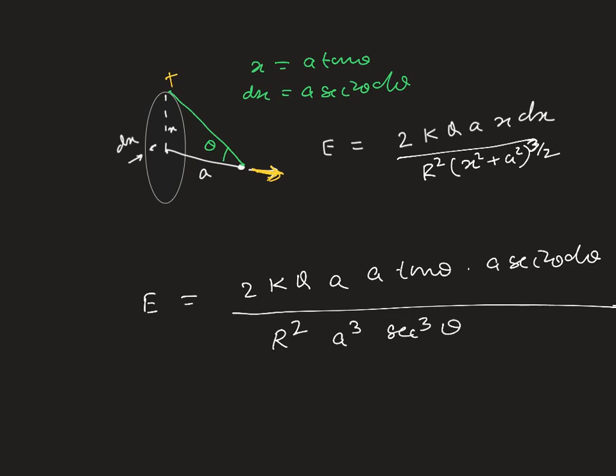So we will throw out the useless things here. You can see 3 a's in the numerator and 3 a's in the denominator, so that gets out. Of the sec squared theta and sec cubed theta, 1 sec theta gets out. So you'll have E equals 2kq upon r squared sin theta d theta. Now in order to find the total field, we'll have to integrate this particular result.